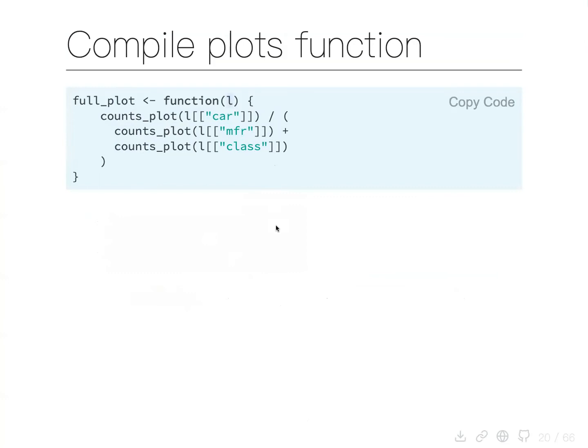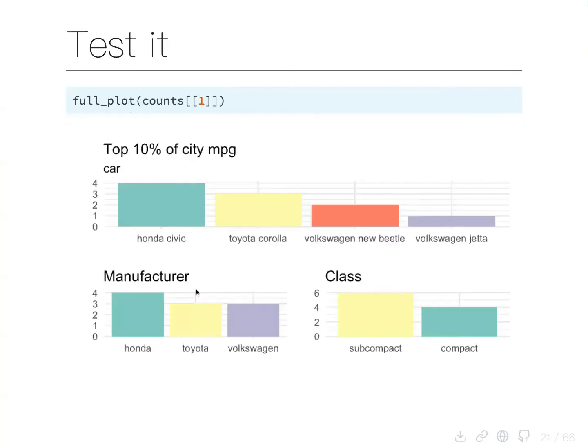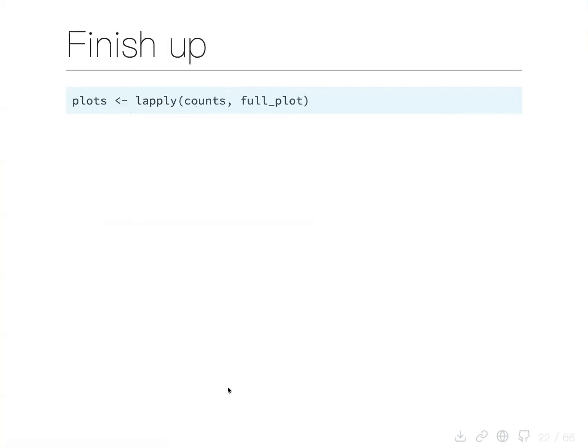This is assuming I'm passing it a list that has these 3 data frames in it, these 3 count data frames. So this is one count data frame, this is a second one, and this is a third one. And for each of those, I'm calling this counts plot function on each of them. Okay, so I can now say full plots counts double bracket 1, and I get my plot, right? I could do it for another one, and it would work.